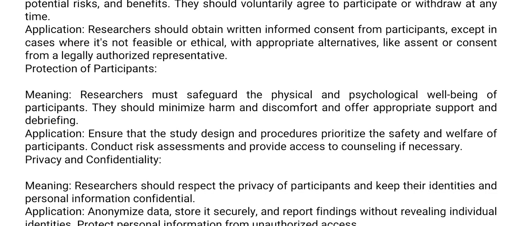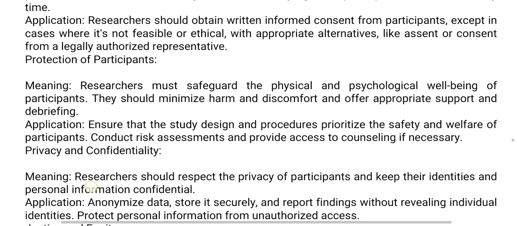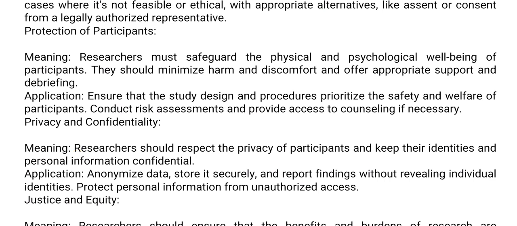Then, protection of participants means researchers must safeguard the physical and psychological well-being of participants. They should minimize harm and discomfort and offer appropriate support and comfort. In application, ensure that the study design and procedures prioritize the safety and welfare of participants, conduct risk assessments, and provide access to counseling if necessary.